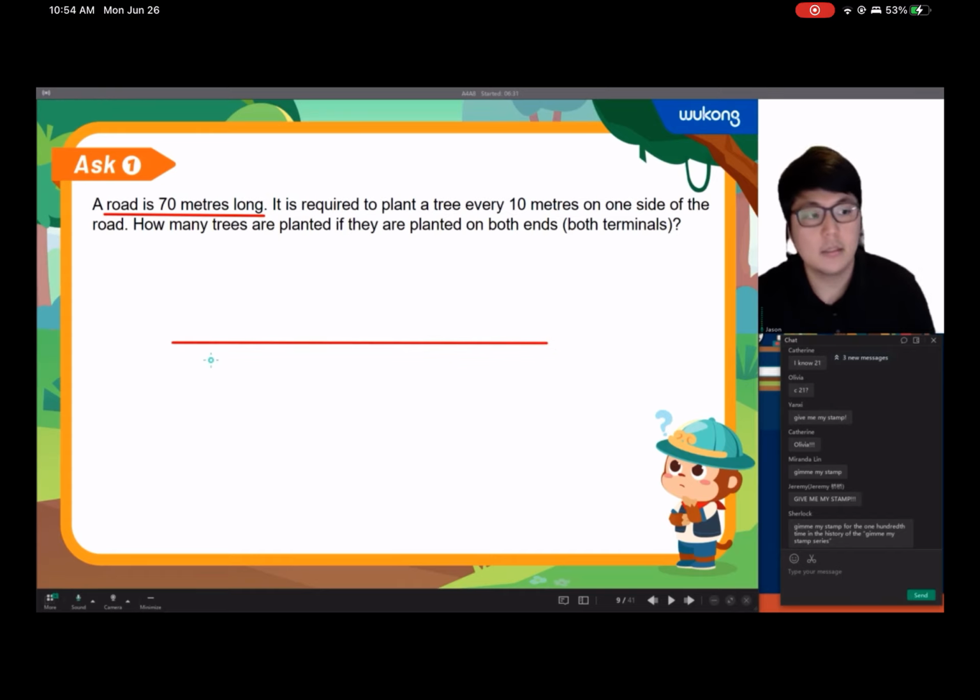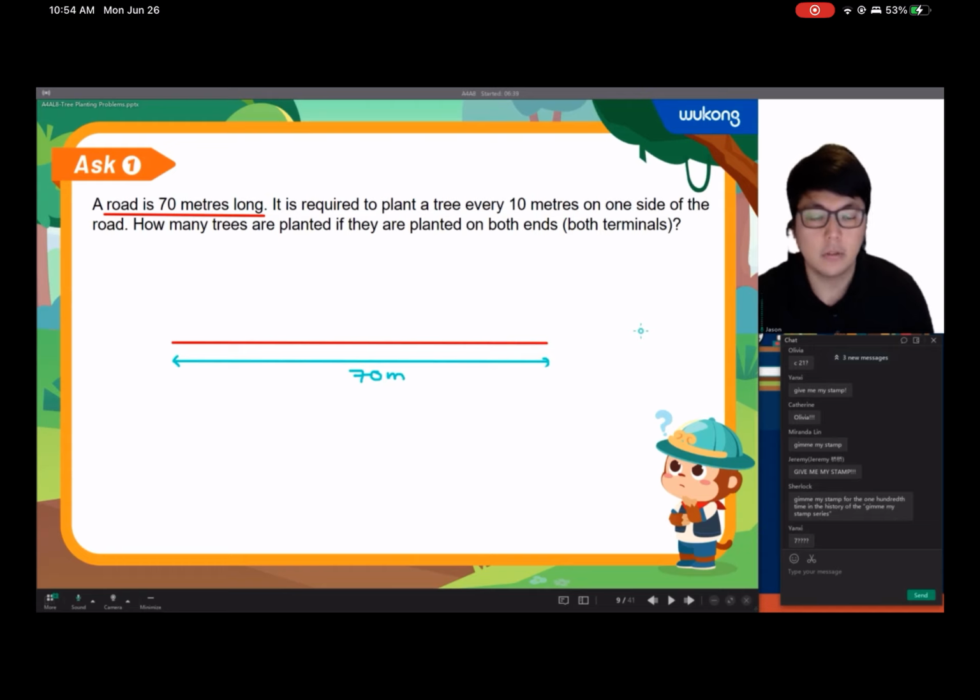Okay, and this road is 70 meters. Okay, and now we need to plant the trees on both ends. So let's plant trees. My tree will look like this. Okay, that's my tree. But you need to plant it at both ends.